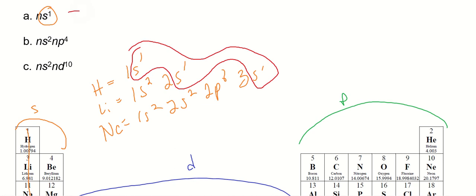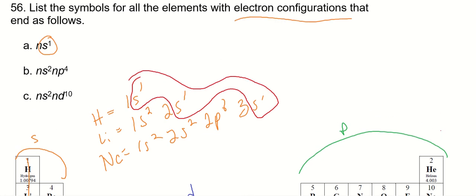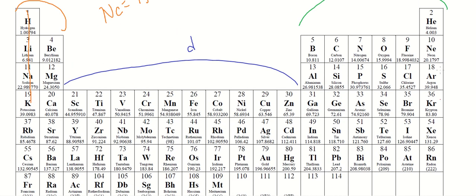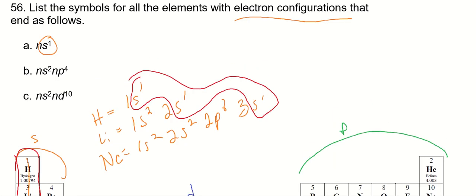So the answer to A is going to be your alkali metals. Wait, what is the question? List the symbols. Well, they're right here. All of those are going to be your answer: H, Li, Na, K, Rb, Cs, and Fr. We'll just call them group 1, or your alkali metals.